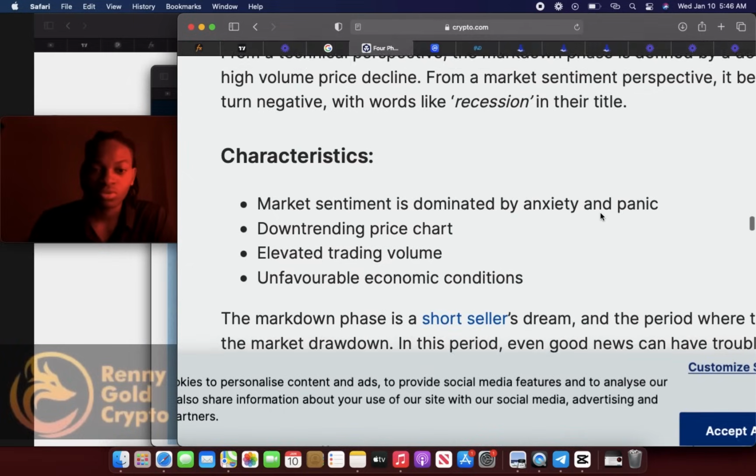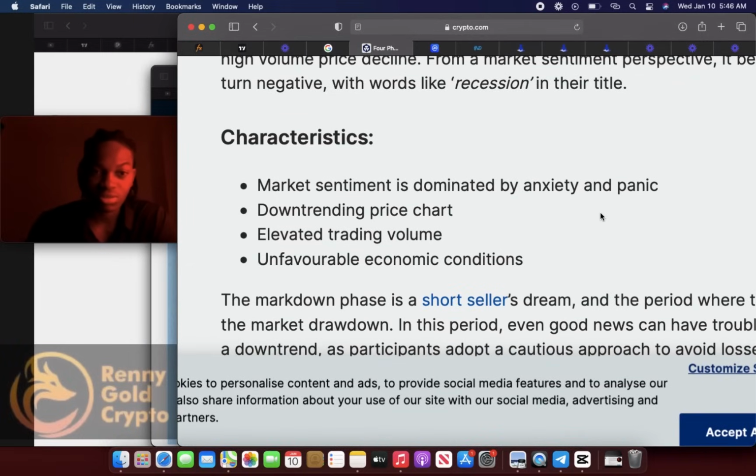So here are the most common characteristics, signs that you may see in the market during this markdown phase. You may notice that market sentiment is dominated by anxiety and panic, meaning that during this phase, a lot of people tend to be very, very scared, okay. And during this time, institutional investors don't invest so much, okay. Since there is a lot of anxiety and panic in the market, this will create a lot of selling pressure.